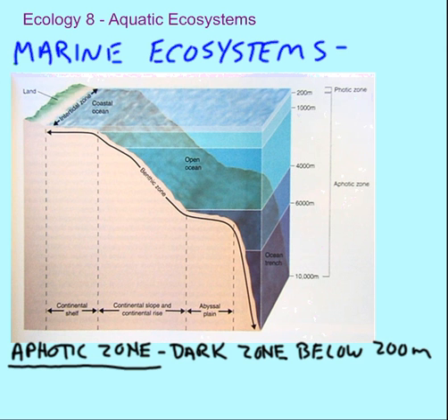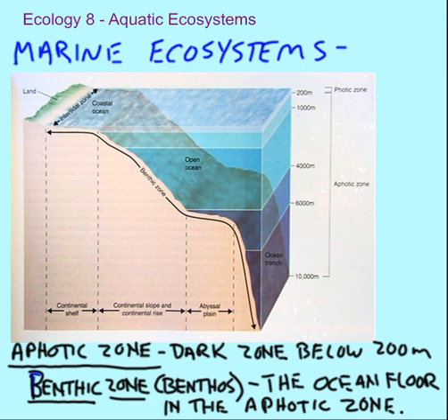You can see in the diagram above that zones are also based on depth and distance from shore. Like the open ocean is here in the deeper part. The coastal ocean is along the continental shelf, closer to the shore. Now the benthic zone, or benthos, would be along the deeper part of the ocean floor down in the aphotic zone. This benthic zone, or benthos, is the ocean floor in the aphotic zone.